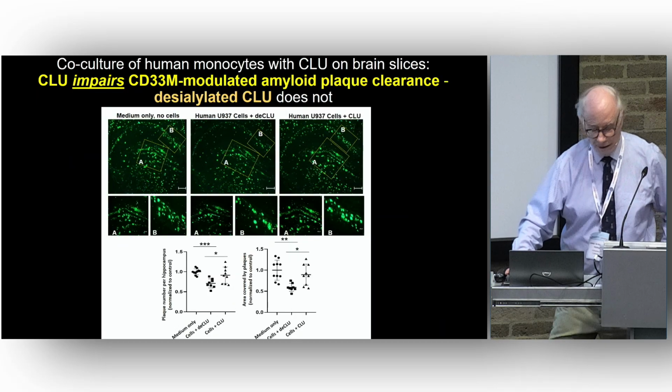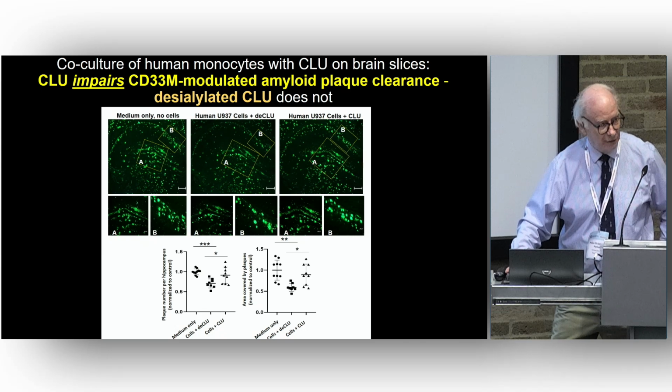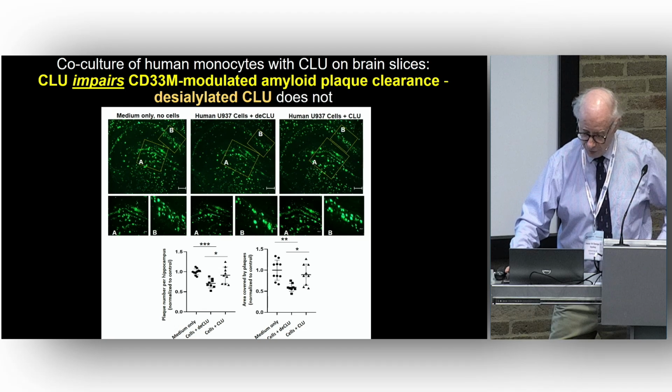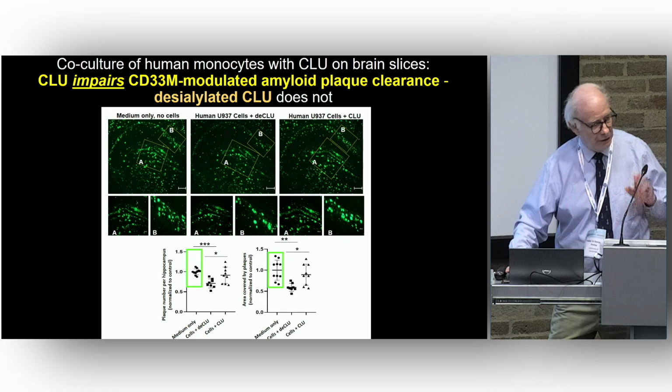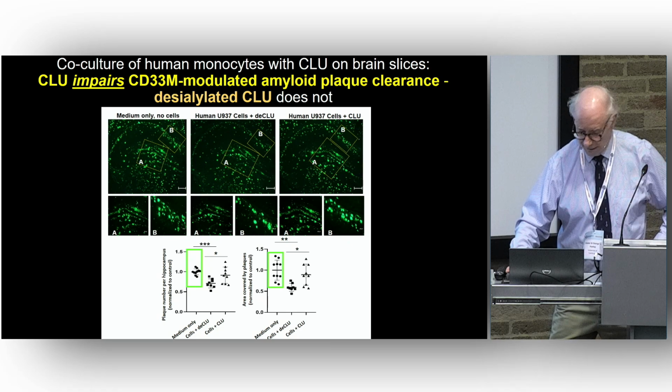So we then asked whether co-culturing human monocytes with clusterin on these brain slices would have an impact on the brain clearance. So we took initially just medium only, and we counted the plaques, and you can see that there's a certain abundance of these plaques as measured by, again, different ways of measuring the amyloid plaques.